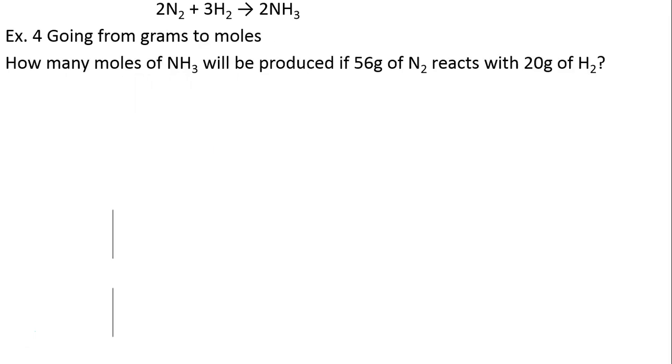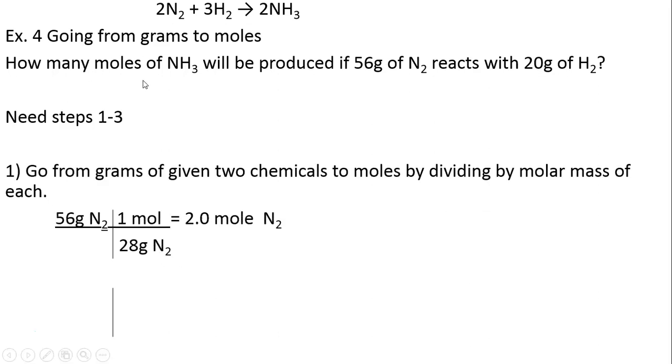All right, example 4, going from grams to moles. So you're starting with grams, you definitely need step 1. You're ending at moles, you do not need step 4. So what steps do I need? 1, 2, and 3. So there's our 56 grams of nitrogen, there's our 20 grams of hydrogen. We're going to use that to go to moles first. So 56 divided by the molar mass, which is 28, gives us 2 moles of N2. 20 grams divided by 2, which is the molar mass of hydrogen, gives us 10 moles.